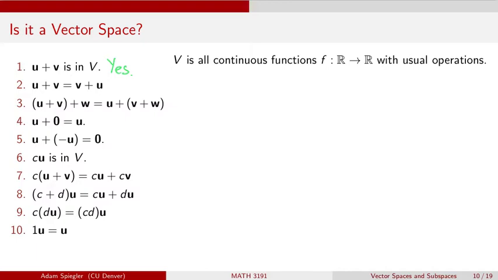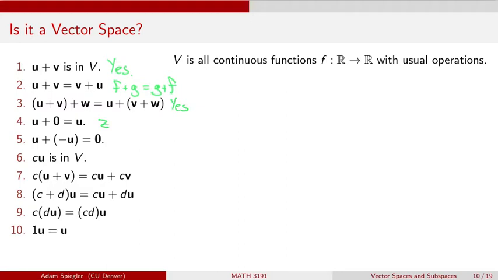Secondly is if I take a continuous function f and add it to g, is that the same thing as taking function g and adding it to function f? And yes, it is, because what comes out of these functions, the outputs, are real numbers. So real numbers are commutative when we add them, so we can add these functions in either order. Does it satisfy the associative property? Yes.